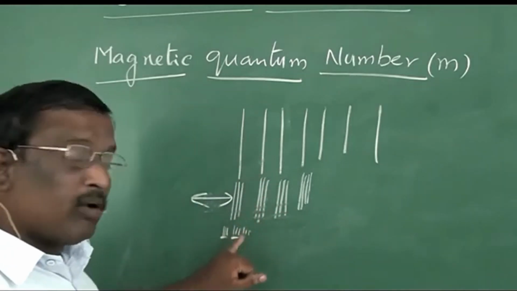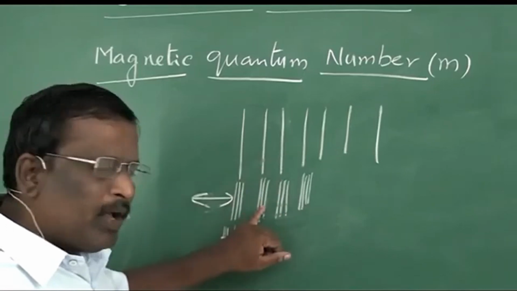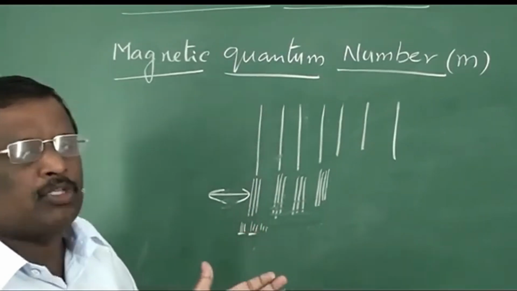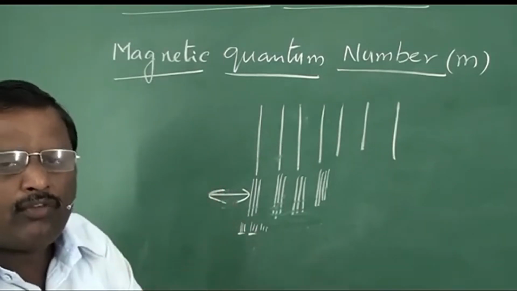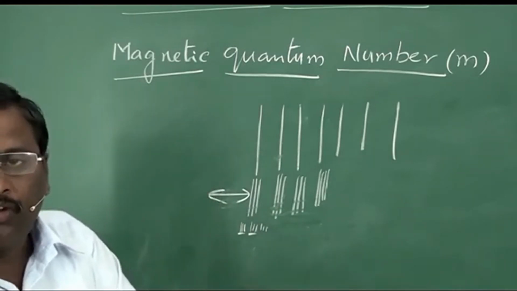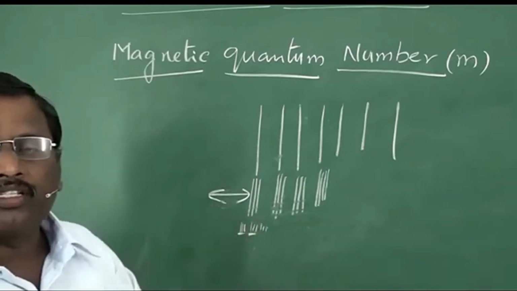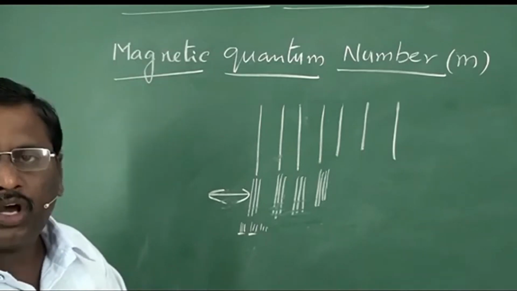Fine lines differ from this splitting, because a fine line is a group of lines, but here the same line is split. That splitting is observed only under the influence of an electric field or under the influence of a magnetic field. The influence of the magnetic field was studied by Zeeman, and the influence of the electric field was studied by Stark. That's why those effects are named after them as Zeeman effect and Stark effect.